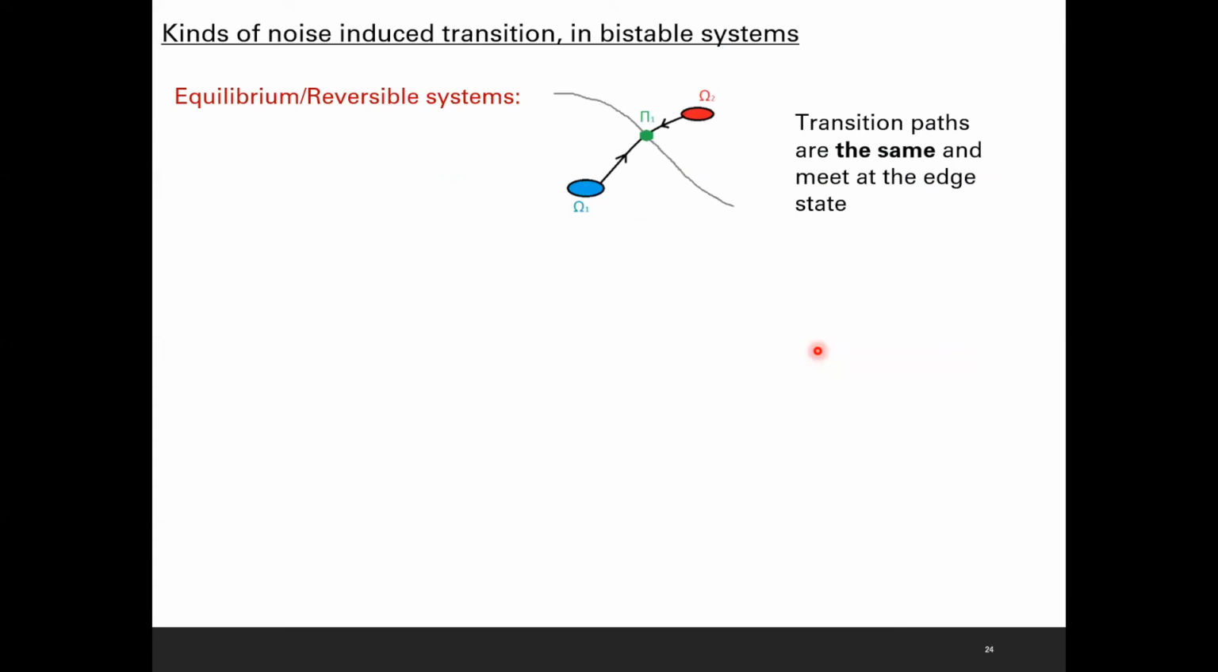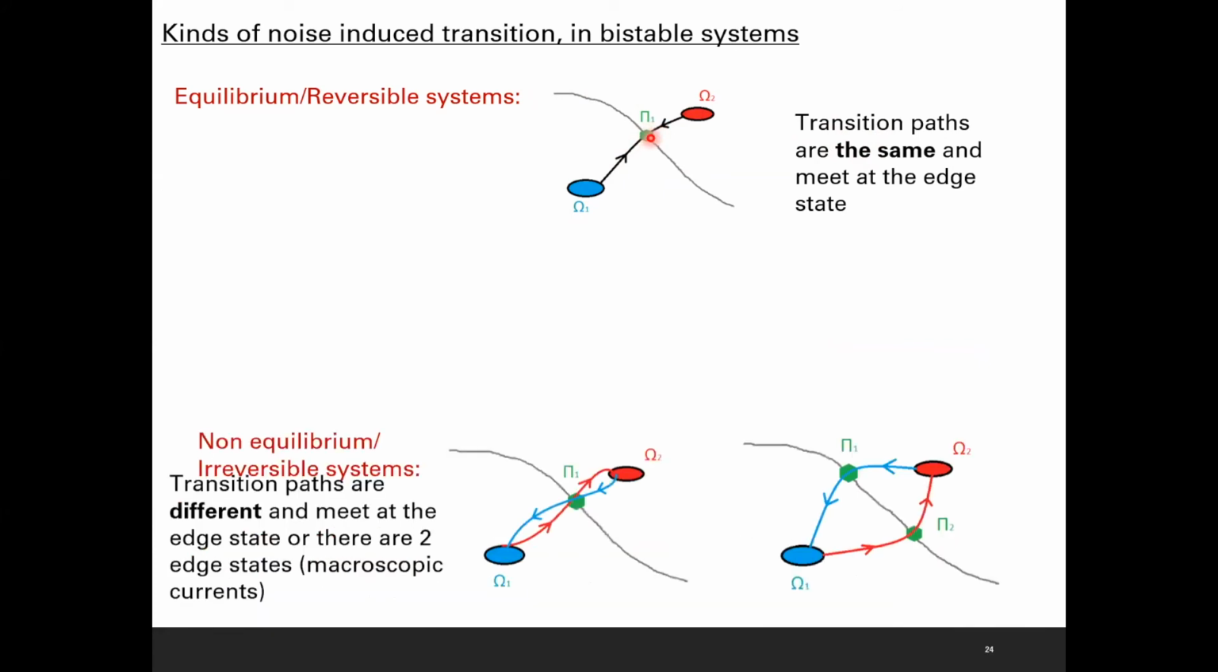So I'm reaching now the end of my talk, and just want to briefly recapitulate on the kinds of noise-induced transition for bistable systems. For equilibrium or reversible systems, we expect that the transitions are going to be the same. Okay, so this is the basin boundary, and these are the two attractors. This is one edge state, and the back and forth is going to be the same. It's going to cross from this edge.